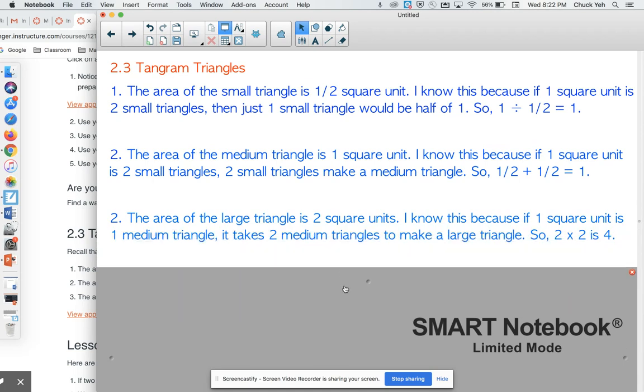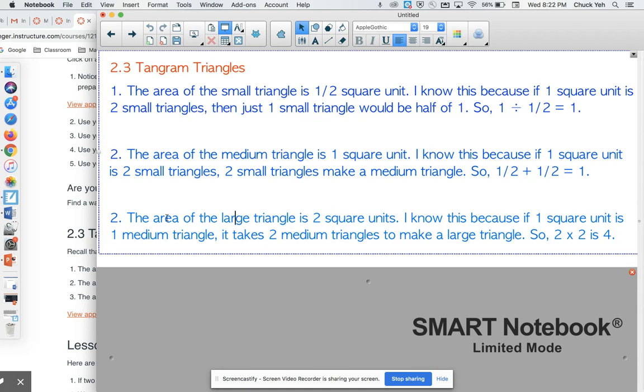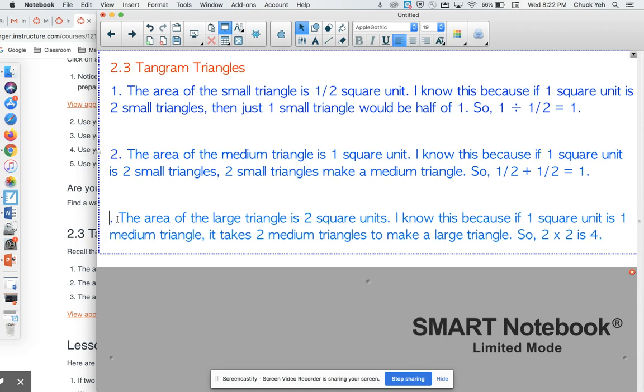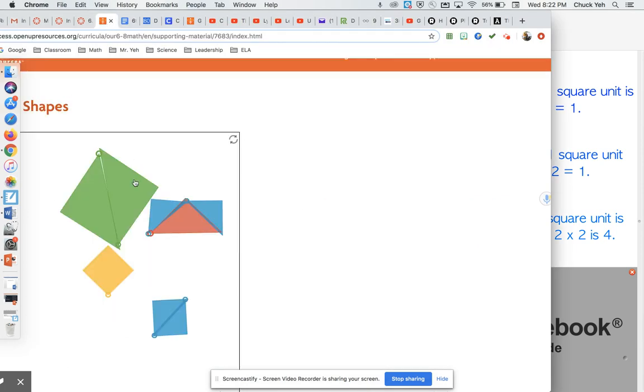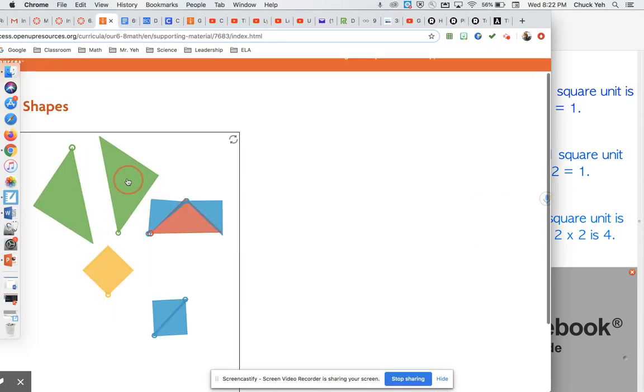Next one. This is number 3. The area of the large triangle is 2 square units. I know this because if 1 square unit is 1 medium triangle, it takes 2 medium triangles to make a large triangle. All right. So the large triangle right here is 2 square units.